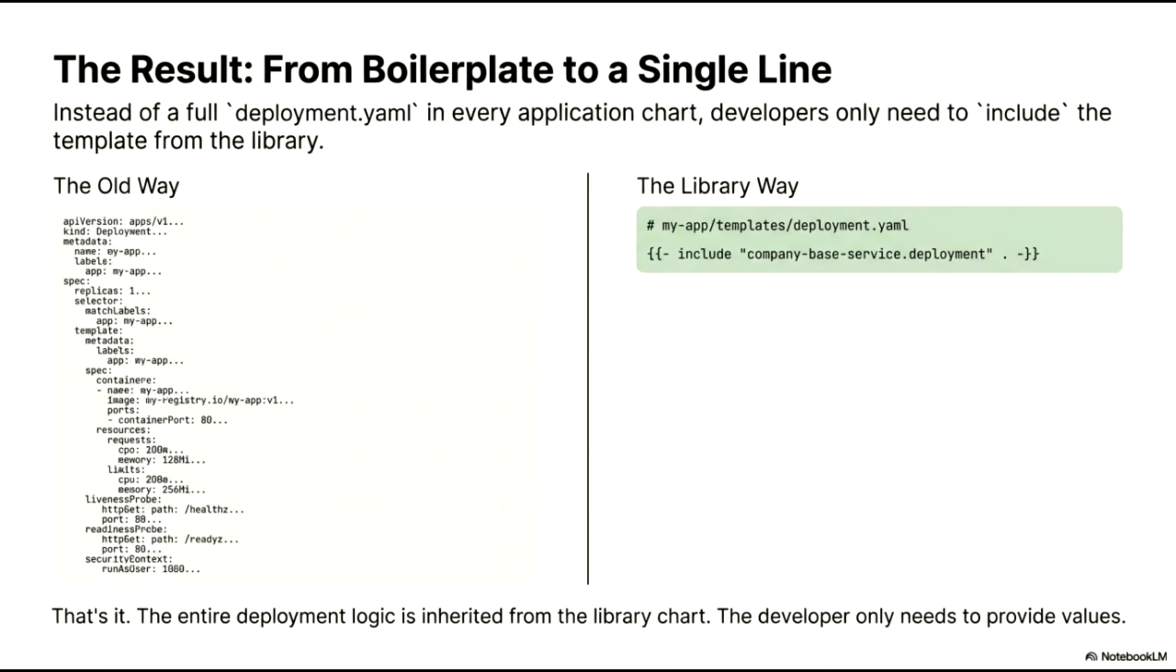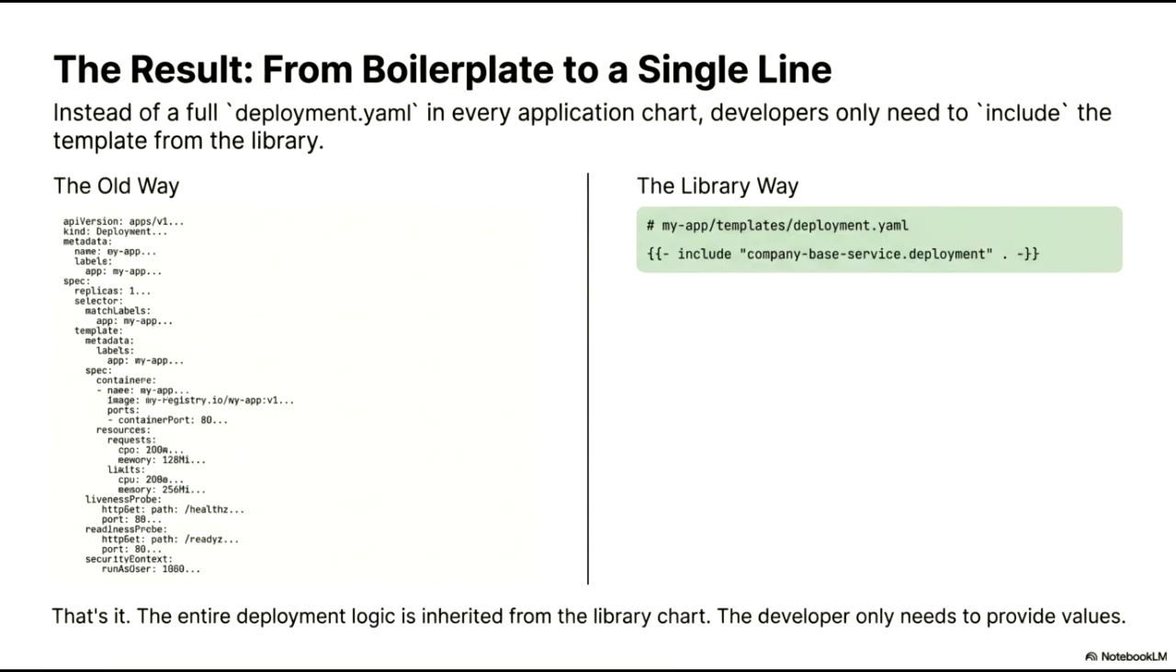This transition from boilerplate to a single line represents the ultimate goal of our approach. On the left, under the old way, you see a standard Kubernetes deployment file. It is verbose and contains significant amounts of repetitive configuration for things like resource limits, liveness probes, and security contexts. Managing this across dozens of microservices is error-prone and creates massive technical debt.